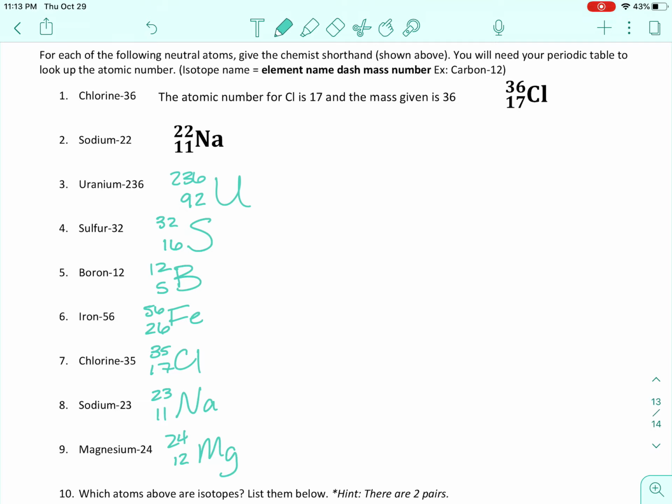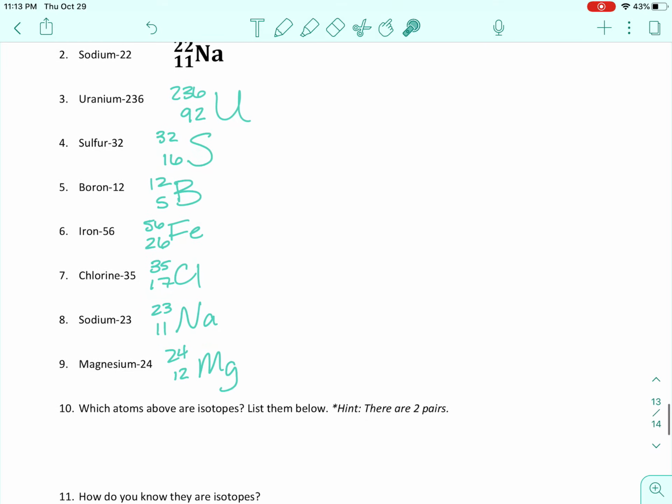Which atoms above are isotopes? Hint, there are 2 pairs. So one of our pairs is chlorine. There's those 2. They're isotopes. They're the same element. They're both chlorine, but the masses are different. And then the other pair is the sodium atoms. So there's sodium 22 and sodium 23.